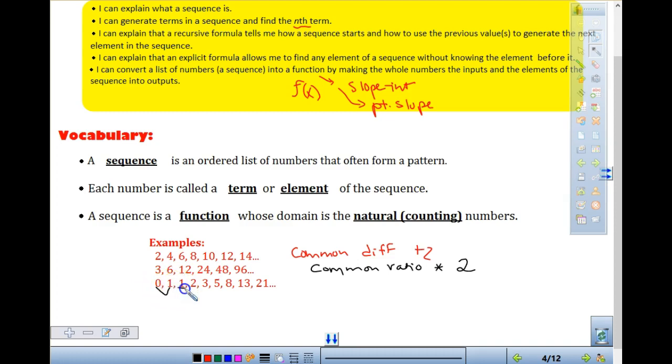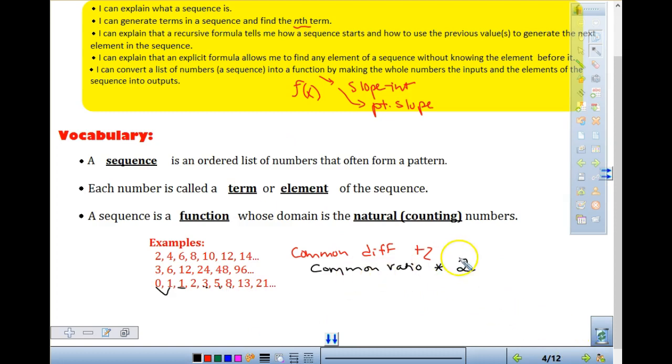So 0 plus 1 gives you 1. Then you add the two previous ones. 1 plus 1 gives you 2. 2 plus 1 gives you 3. 3 plus 2 gives you 5. 5 plus 3 gives you 8. 8 plus 5. So it's a weird sequence. It's not like it's continually adding the same thing. It's always adding the previous terms. So that one is a different type of sequence.